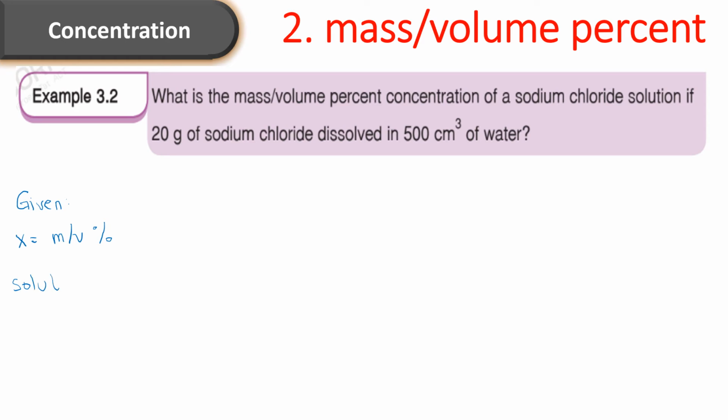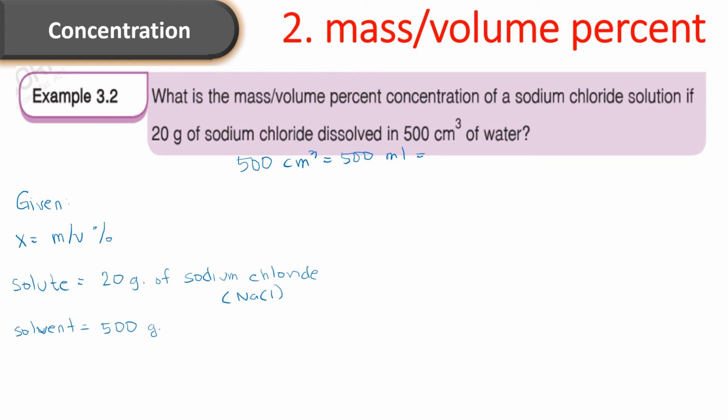Next, we are looking for the value of your solute. And our solute there is your 20 grams of sodium chloride, or you can just write NaCl. Next, we have your solvent, which is your 500. Okay, let's use these grams. For this case, it is safe to say that your 500 cubic centimeter is equal to 500 ml, or you can just say 500 grams. Okay, so 500 grams of your water.